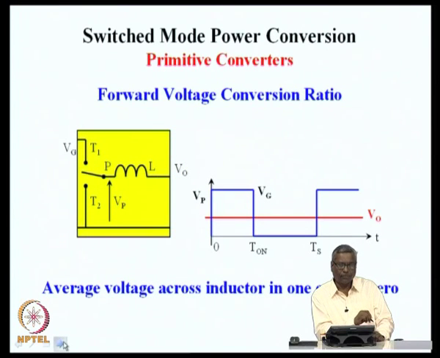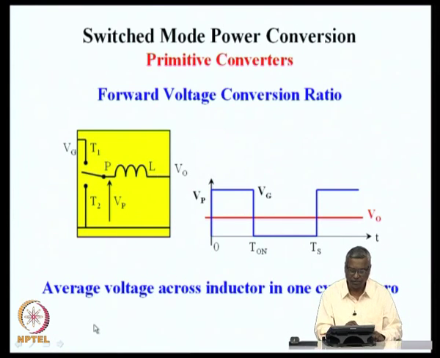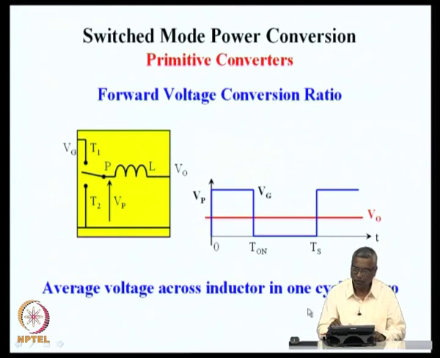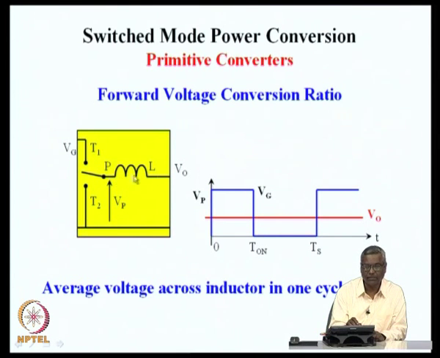The forward voltage conversion ratio is evaluated based on the principle that the average voltage across an inductor in one cycle is 0. What I have written here, the average voltage across the inductor L over one cycle is 0. This statement is the same as saying that there is no DC voltage drop across an inductor. All of us know that the impedance of an inductor for DC is 0. So, whatever current is flowing across the inductor, if it is a DC current, the voltage drop across the inductor will be 0.